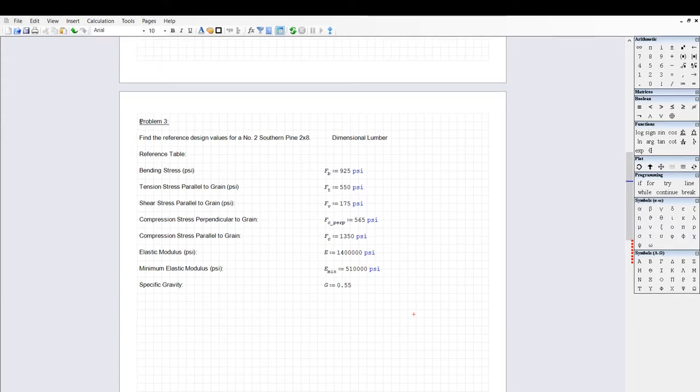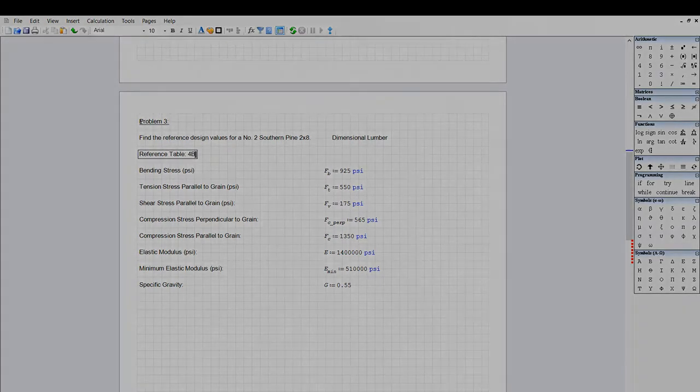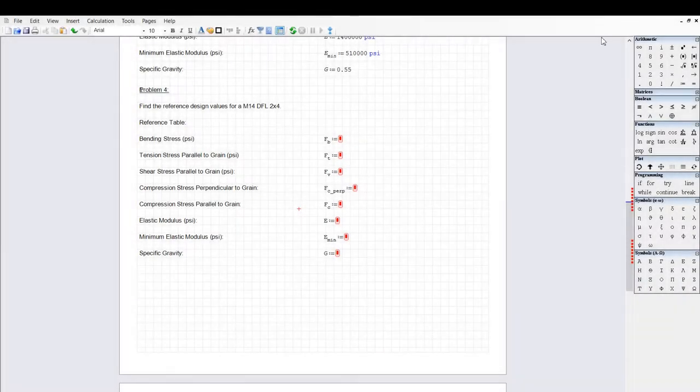I should probably go ahead and note what reference table I'm using. It's always good when creating a calculation sheet like this to include what reference you're using. So I'm going to reference table 4B for this one. All right, now let's look at this problem 4. Find the reference design values for a M14 DFL 2x4.